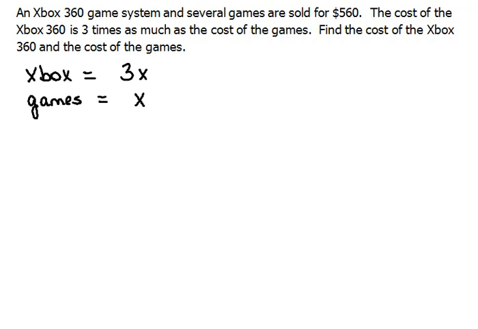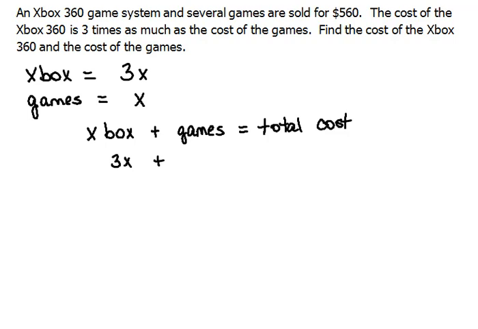Now we also know that when you buy this system and the games, it's $560. So the Xbox plus the games would equal my total cost. Now let's fill in our information. The Xbox was 3x, that's what we identified it as, and the games were x. That will equal our total cost of $560. Now it's just an equation for us to solve. So 3x and x would make 4x equals 560, and then we would have to divide both sides by 4 to get the x alone, so x would equal 140.